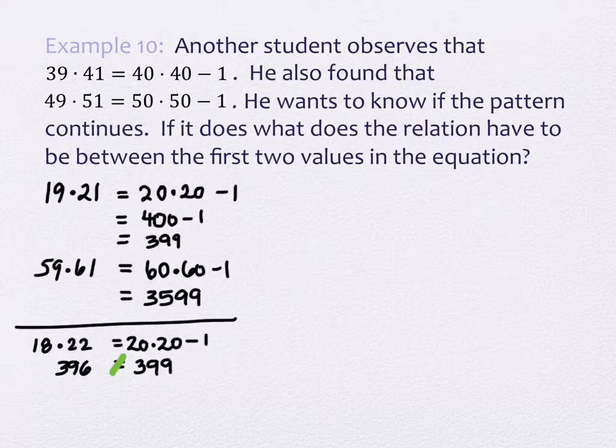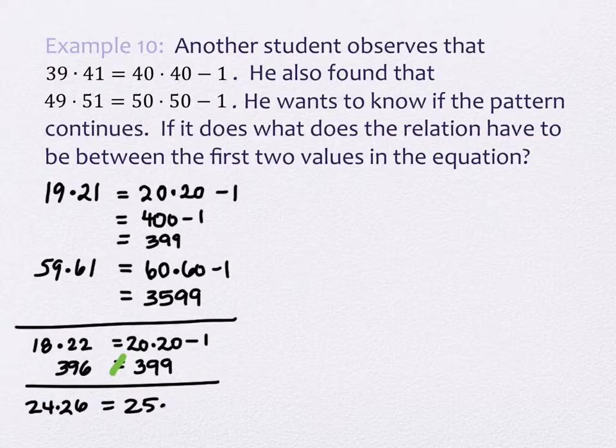What about it actually being a 9 and a 1, though? So let's try something else that's 2 numbers apart. So maybe you do 24 and 26. So it's 25. If it works, the number between is 25 times 25 minus 1. So 25 times 25 is 625, minus 1 would be 624. Is 26 times 24 624? It actually works. So the pattern does continue.